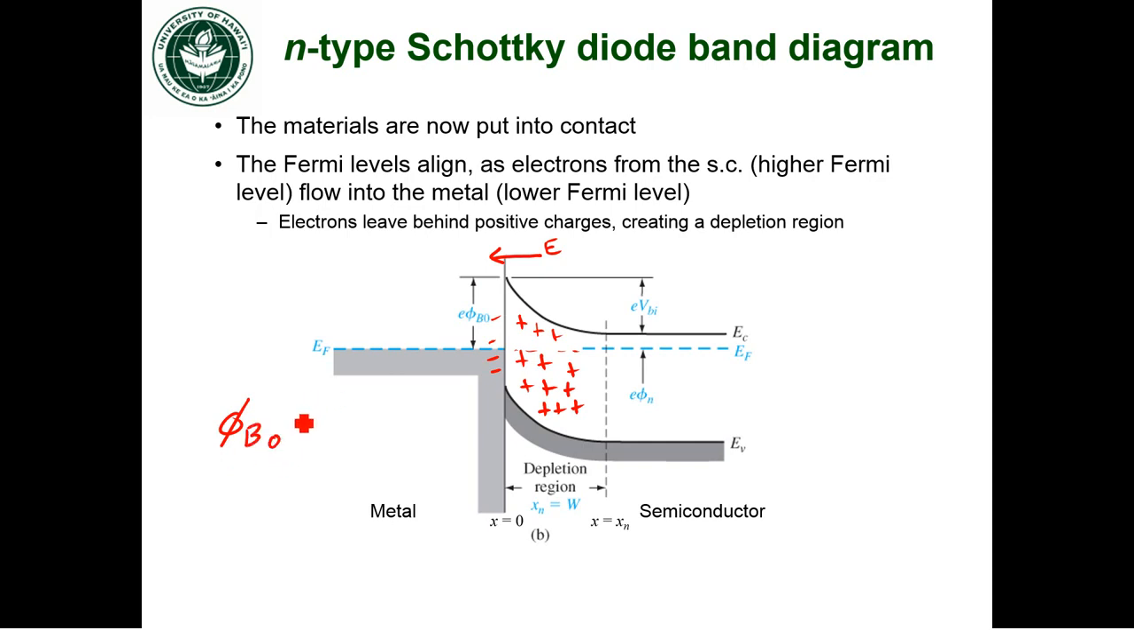And this phi sub b naught is going to be equal to the work function of the metal minus the electron affinity.